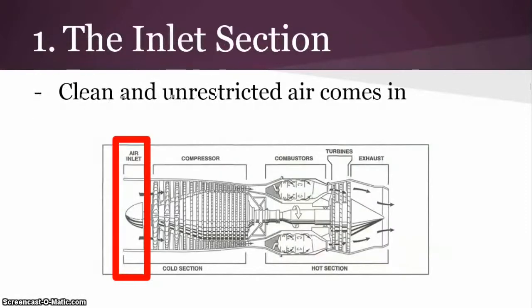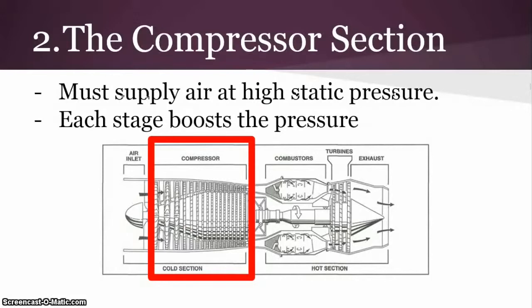Thank you, Cindy. Let me explain more details of what happens in each part of the gas turbine. In the first inlet section, clean and unrestricted airflow comes in. The second part of the gas turbine is the compressor section. The compressor must supply all the air in an efficient manner at high static pressures.